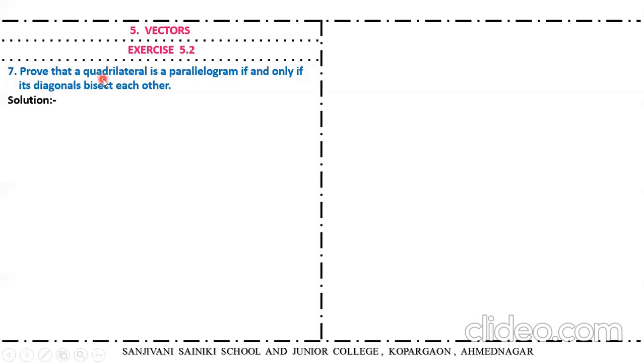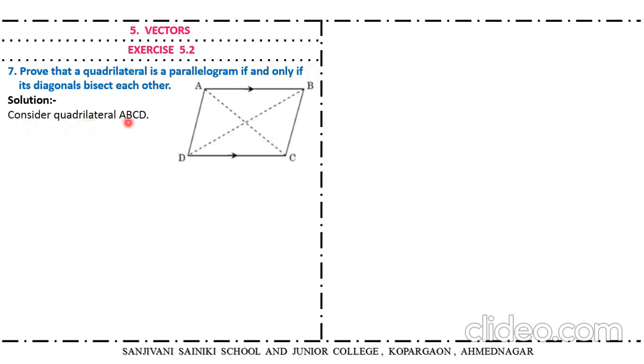Seven. Prove that the quadrilateral is a parallelogram if and only if its diagonals bisect each other. This is one of the theorems you have learned in the secondary school. Now, how to prove this? Consider the quadrilateral ABCD. A, B, C, D. This is the quadrilateral.